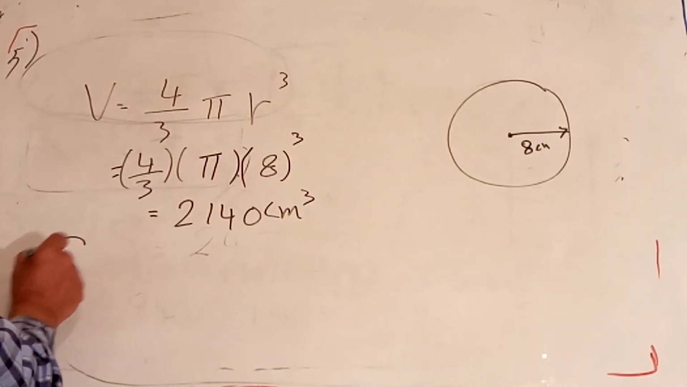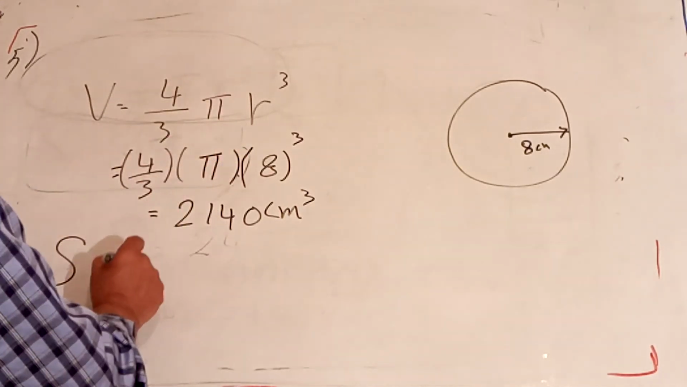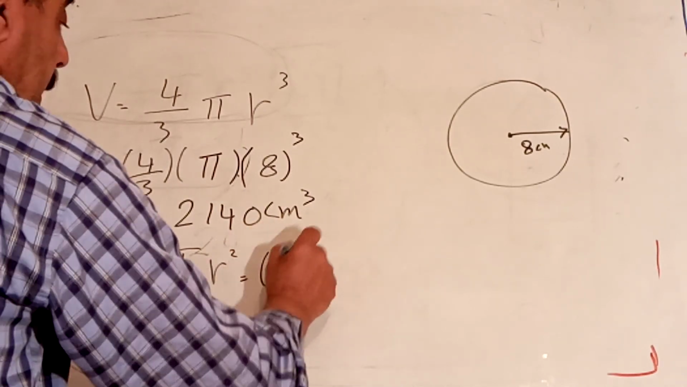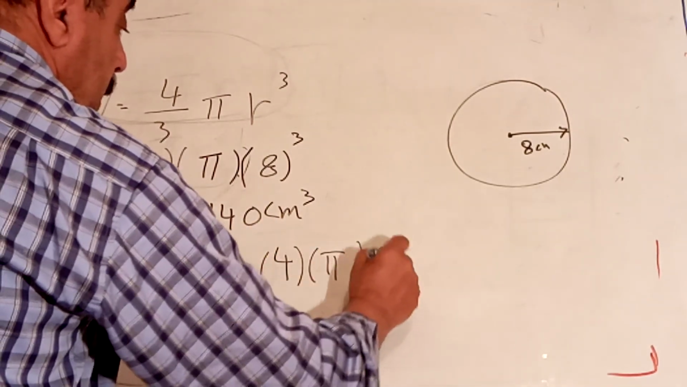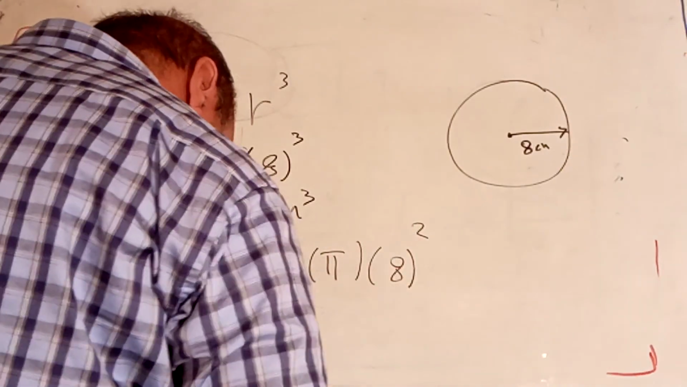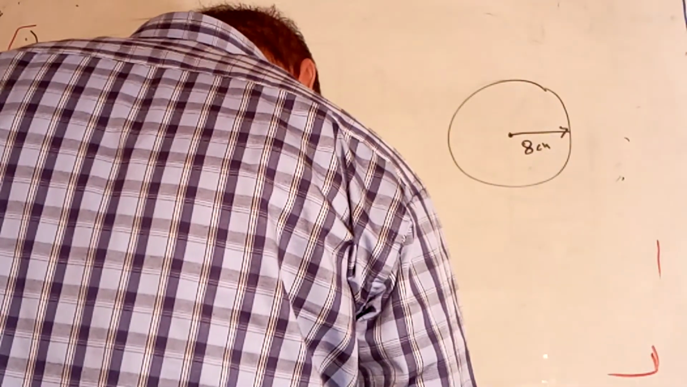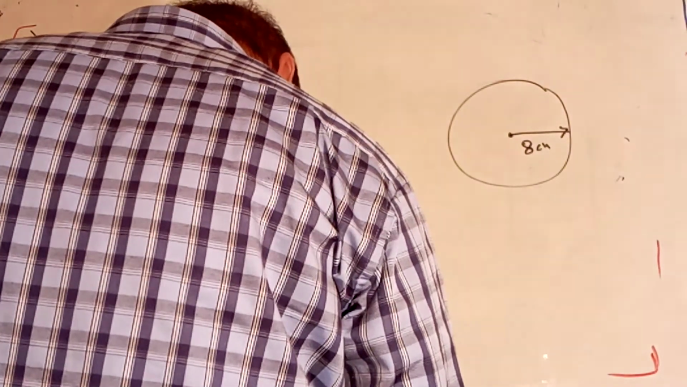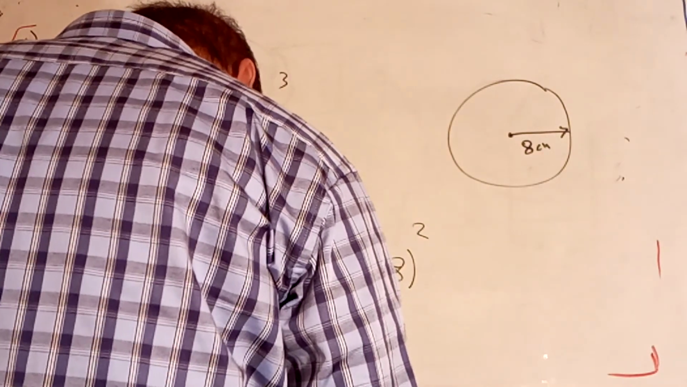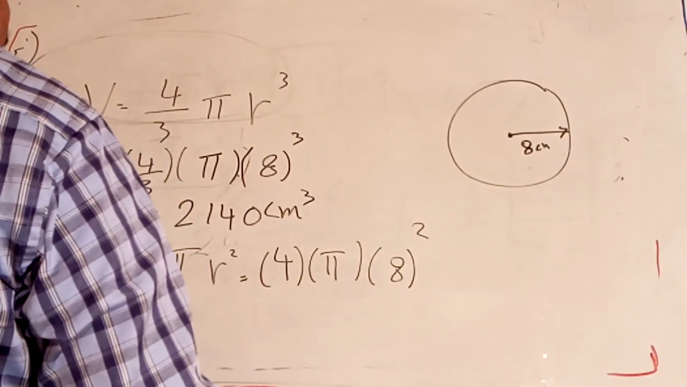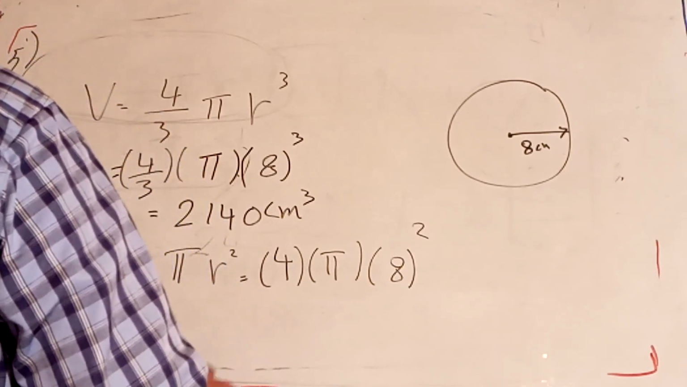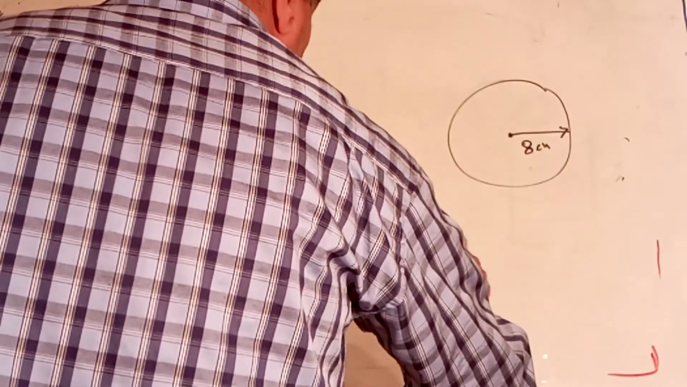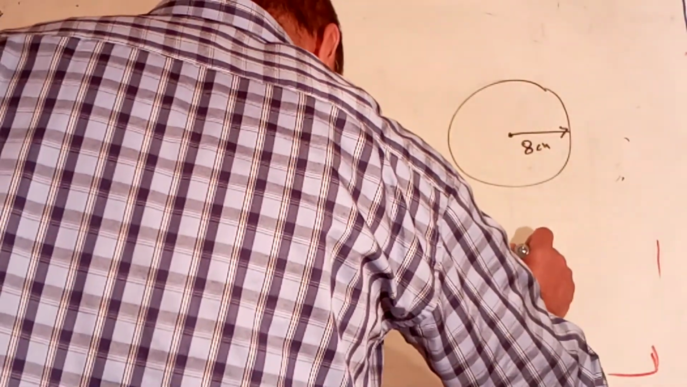Now the surface area. It will be 4 pi r squared, which is 4 multiplied by pi multiplied by 8 squared. So it will be 256 pi.